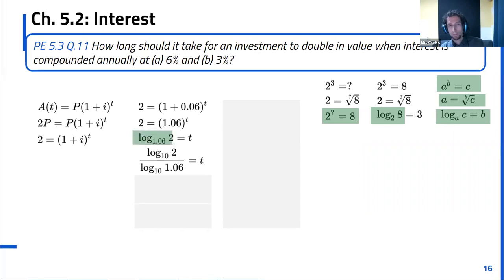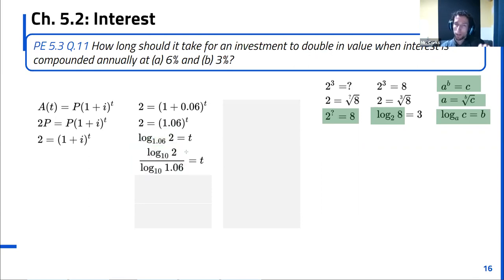Says that if you have one thing with some bases that you don't like and are hard to work with, you can rearrange them to be like this. You can make a new base, log base 10 on each of these, and then turn it into a fraction. So log base 10 of 2 over log base 10 of 1.06 is the same as the previous thing.